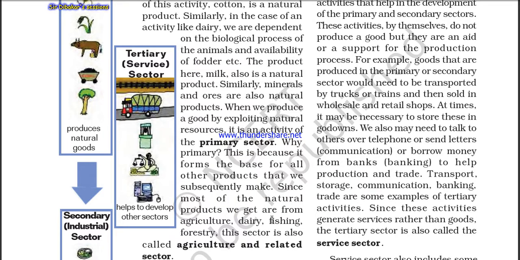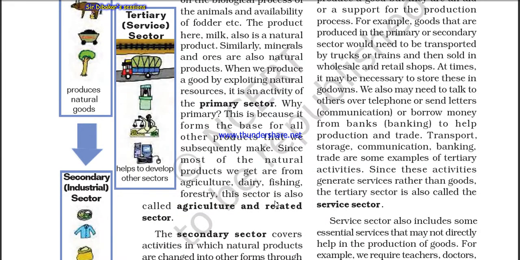Clear? Agriculture, then dairy, then fishing and forestry. Hence it is also known as agriculture and related sector. I hope the point is clear to you. Next comes the secondary sector. See, the name itself: primary, then comes secondary, means based on primary. Clear? Let's have a look at it.